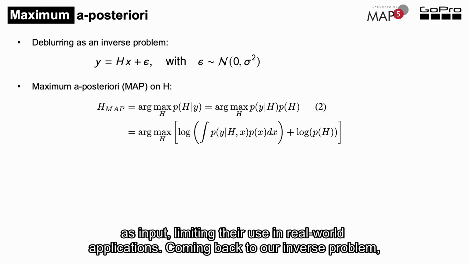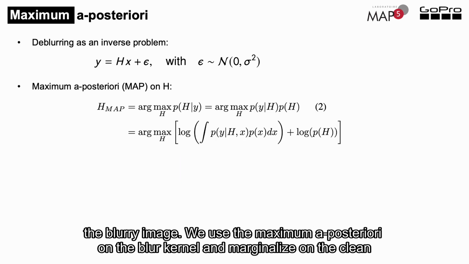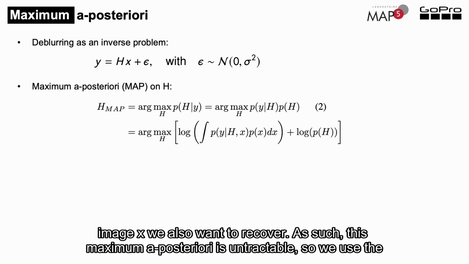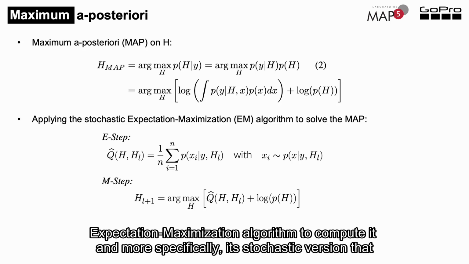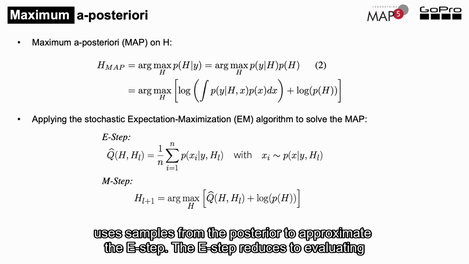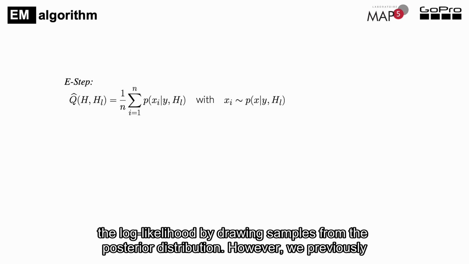Coming back to our inverse problem, we start with the kernel estimation problem, which means that we try to recover the blur kernel from the blurry image. We use the maximum a posteriori on the blur kernel and marginalize on the clean image X we also want to recover. As such, this maximum a posteriori is intractable, so we use the expectation-maximization algorithm to compute it, and more specifically, its stochastic version that uses samples from the posterior to approximate the E step. The E step reduces to evaluating the log likelihood by drawing samples from the posterior distribution.